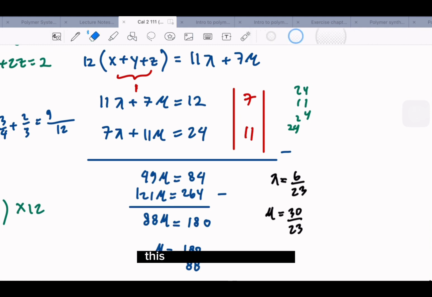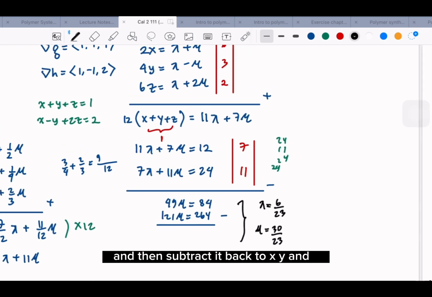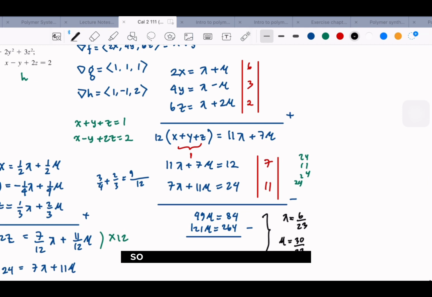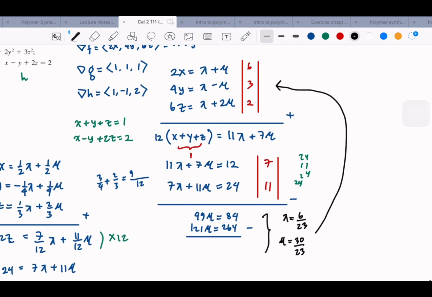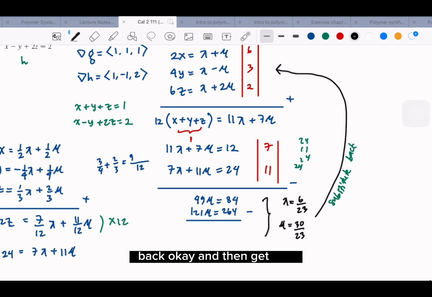Calculation here. Let me just erase this part. Okay, I think you can just go there. And then substitute back to x, y, and z. So we are looking back to here. Okay, so substitute back. And then we get that x is 18/23, y is -6/23, and z is 11/23.